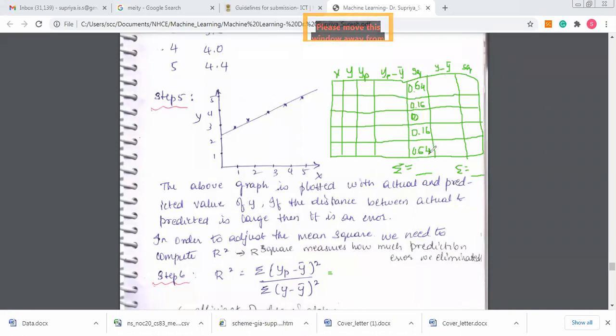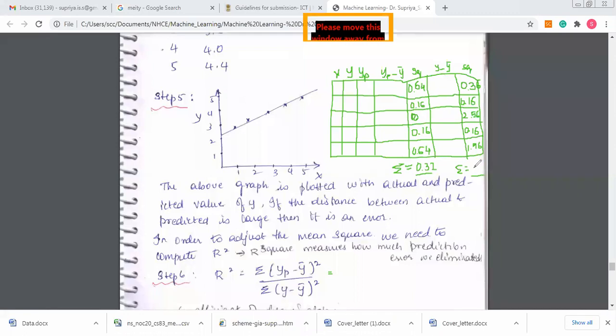For Y minus Y bar the whole square: 0.36, 0.16, 2.56, 0.16, 1.96. The summation values of it? Yes, ma'am. The summation value for YP minus Y the whole square is 0.32. Okay, 0.32.